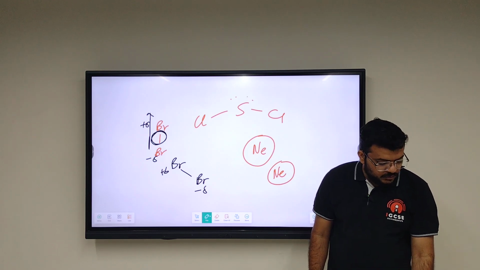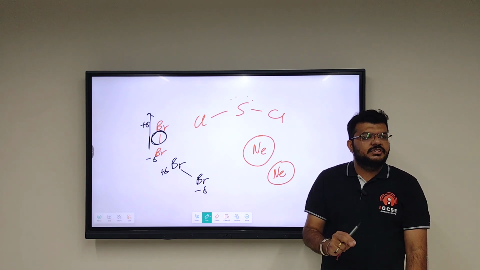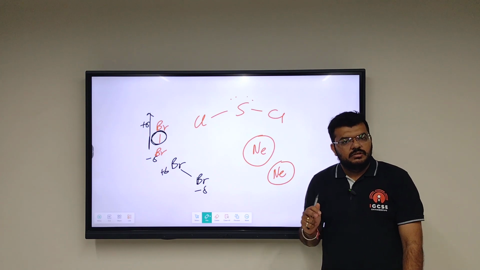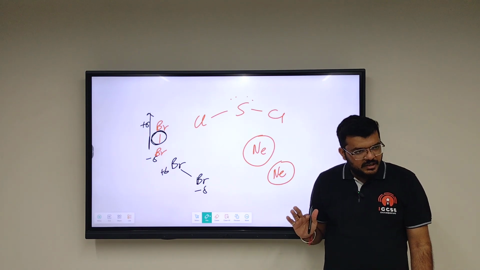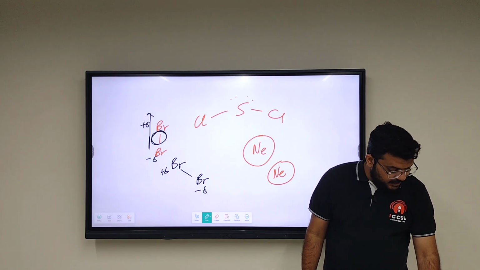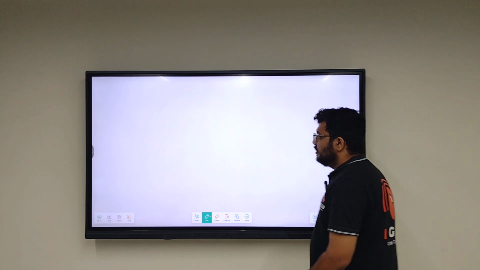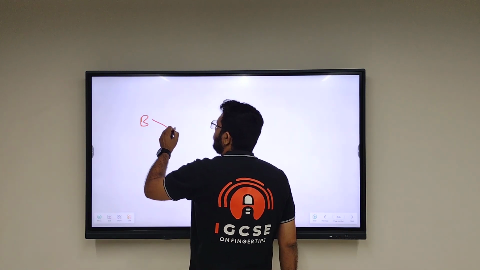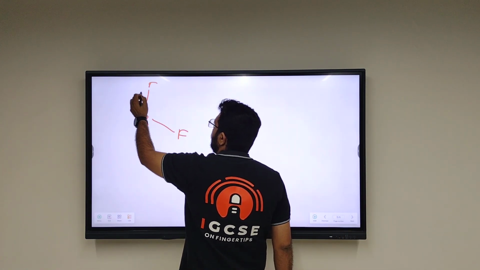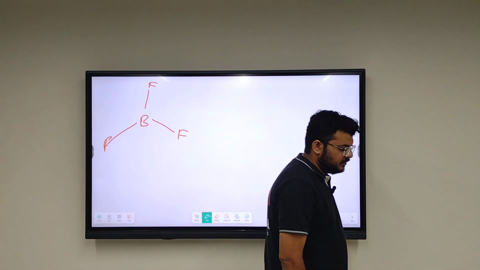Now, the good thing about this is that if you remember the examples given in your textbook, you don't have to remember anything else. You don't have to always count the number of bond pairs and lone pairs. So we will look at all the examples from your textbook. They have first given BF3. This central atom has no lone pair. What should be the shape?